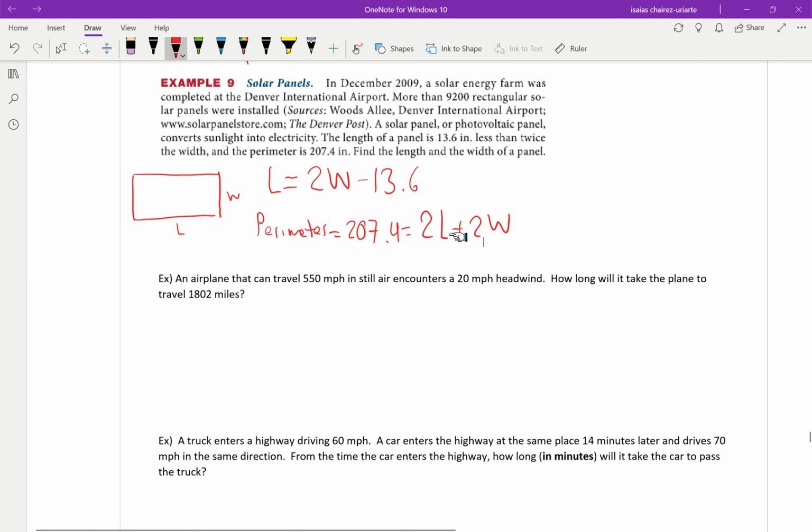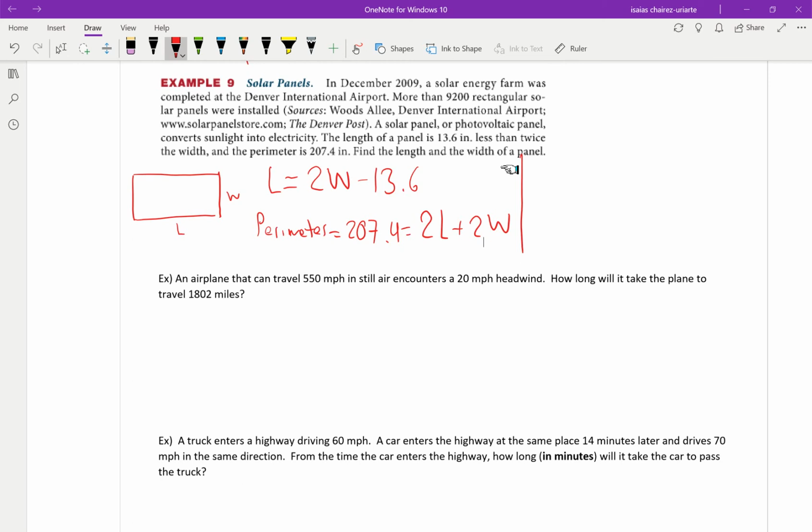I need to somehow combine these two equations into just one equation that either only has L's or only has W's. Because right now it's difficult to solve for either L or W, because I don't know one and I don't know the other. So what are we going to do here?